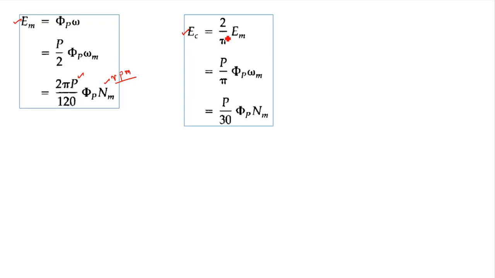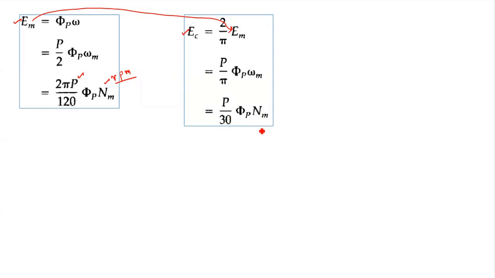This average voltage, I told you in the last class how to find, and we got it as 2 by pi E_m. Substituting the expression of E_m here, we'll get P by pi times phi_p times omega_m, so that is equal to P by 60 times phi_p times N_m.